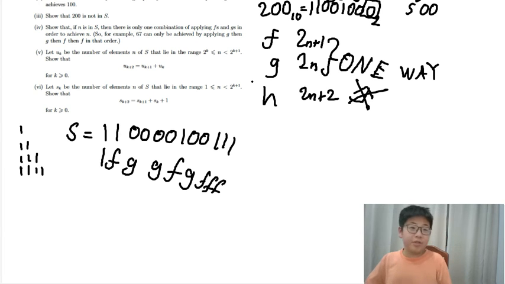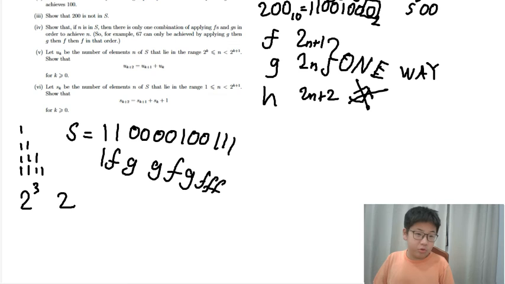Let u_k be the number of elements n of S that lie in the range 2^k to 2^(k+1). So basically, we're counting the numbers which have 1s. All numbers have 1s in binary except 0, and 2 zeros in a row. So let's write them down for, let's say, 2 to the power of 3 to 2 to the power of 4.